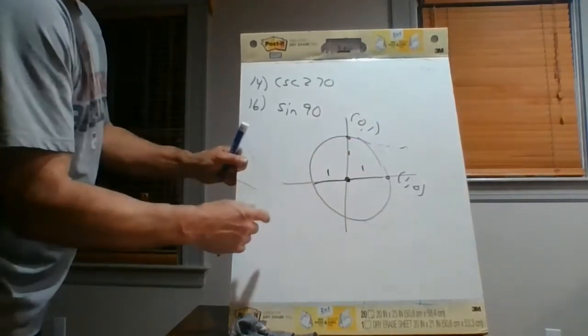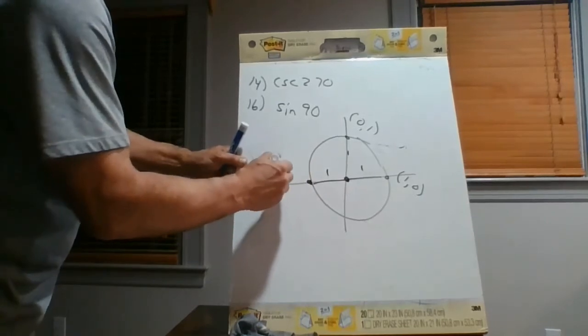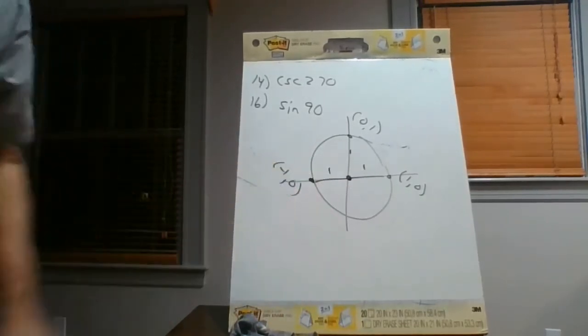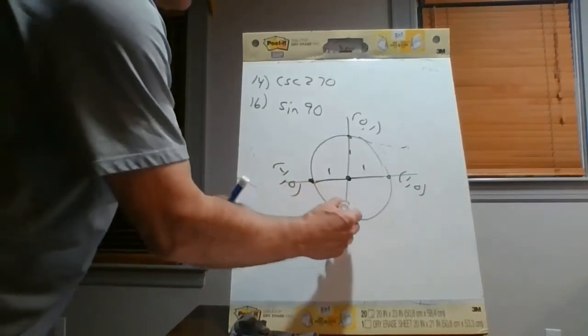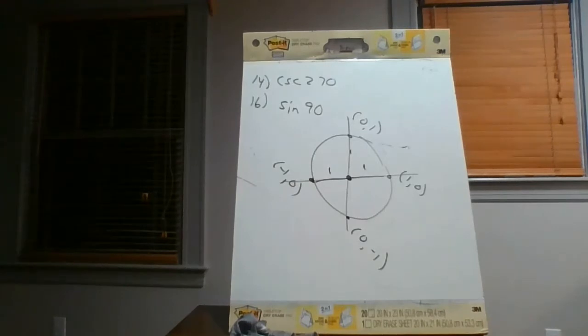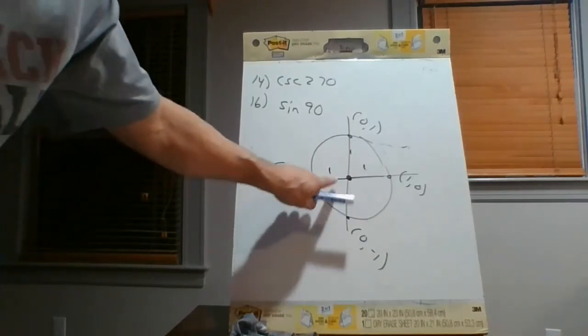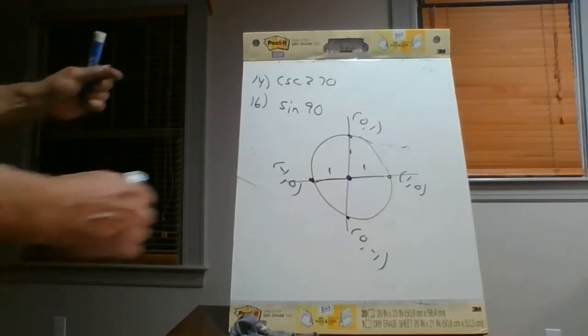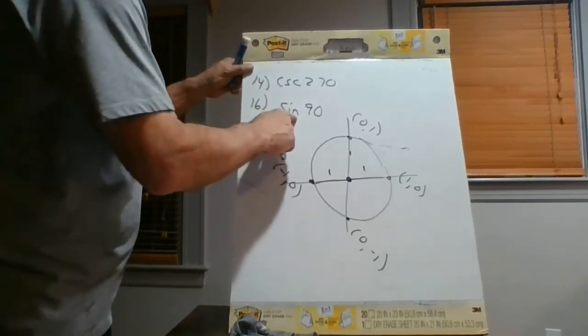The radius is always a positive number, but the point, as we go left on the negative, that's negative 1. And here we're at 0, negative 1. So these will give you your x's and y's, and r is always 1 no matter where you are, 0, 90, 180, or 270. So let's do sine 90 first.